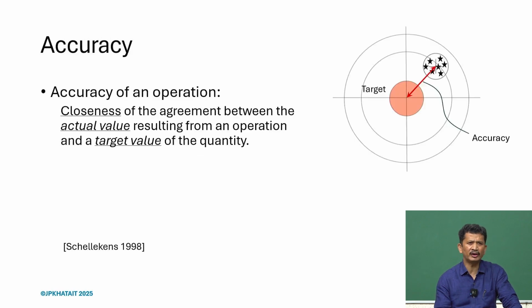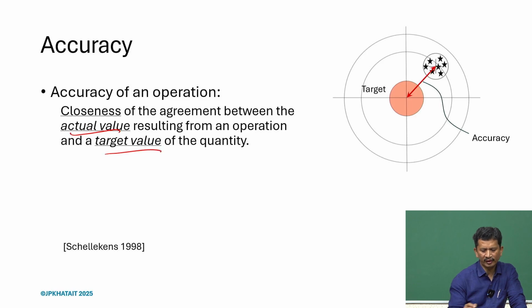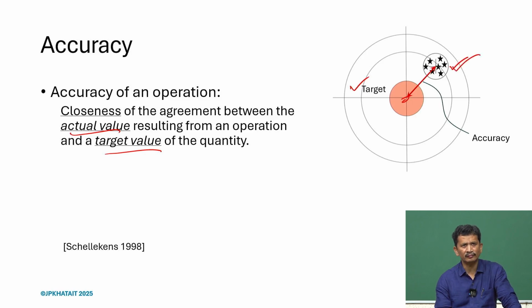So, if we look at the definitions, what do we say about the accuracy of an operation? Here we are talking about two things: actual value and target value. This is the target we have, and these are the actual values. When we talk about accuracy, we say it is the closeness of the agreement between the actual value resulting from an operation and the target value of the quantity. So, how far or how close the operation is from the targeted value.